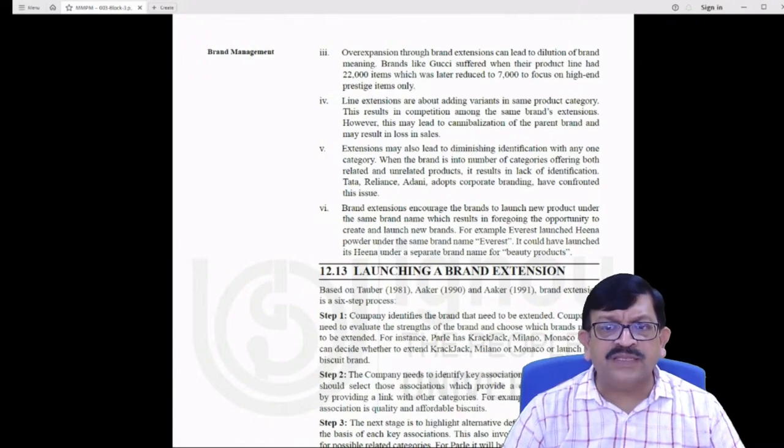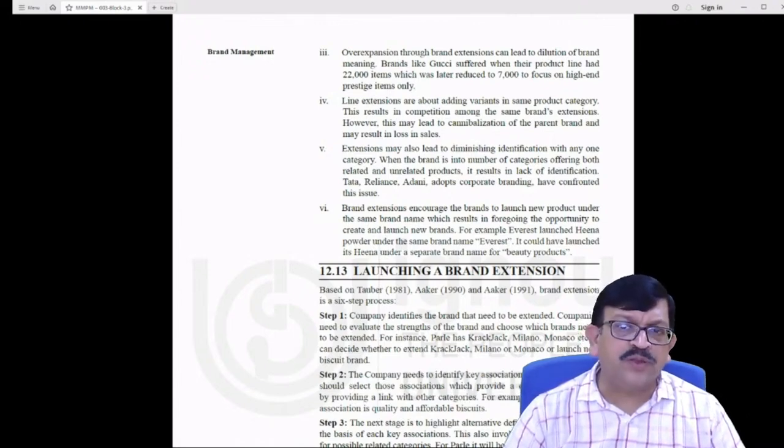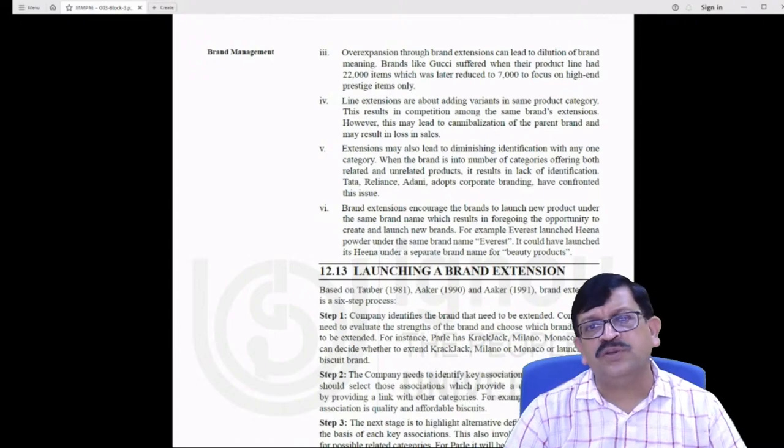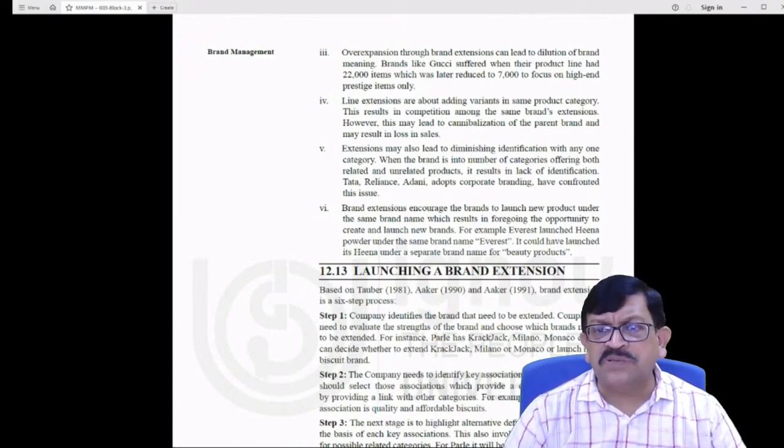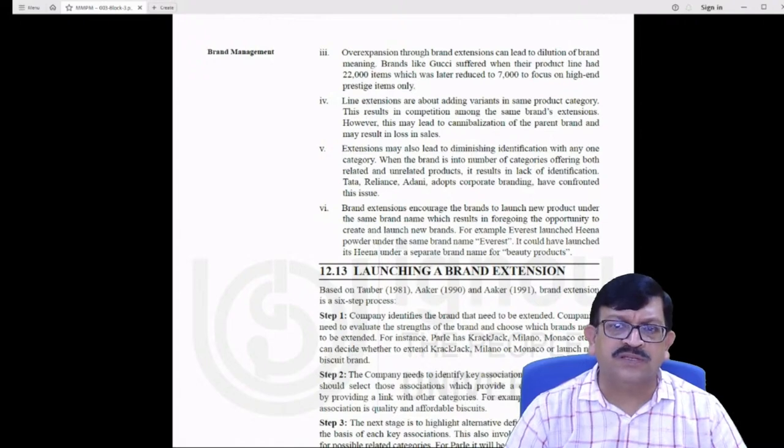Brands like Tata and Reliance did adopt corporate branding, but too many extensions can create a problem. Another brand that comes to my mind is Virgin. They have extended to the maximum number of products. They have not been able to hold on to these extended strengths, so they have not been able to see the benefits coming up.